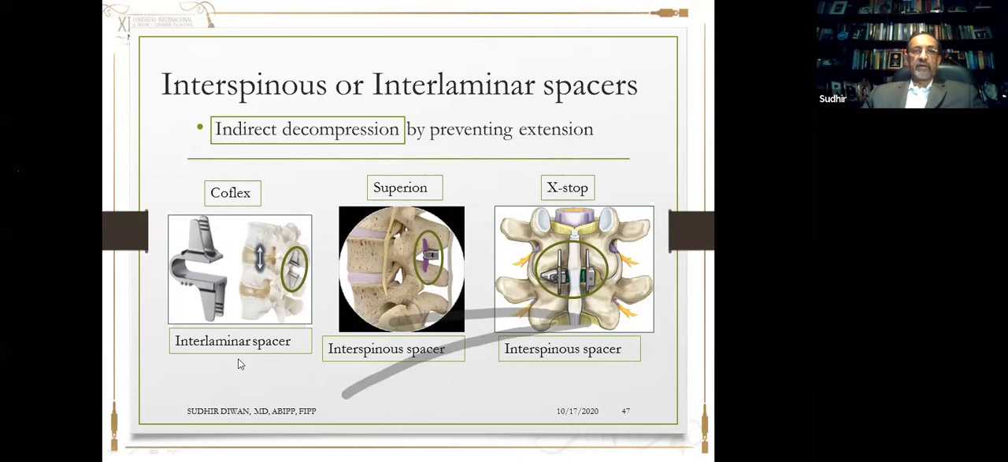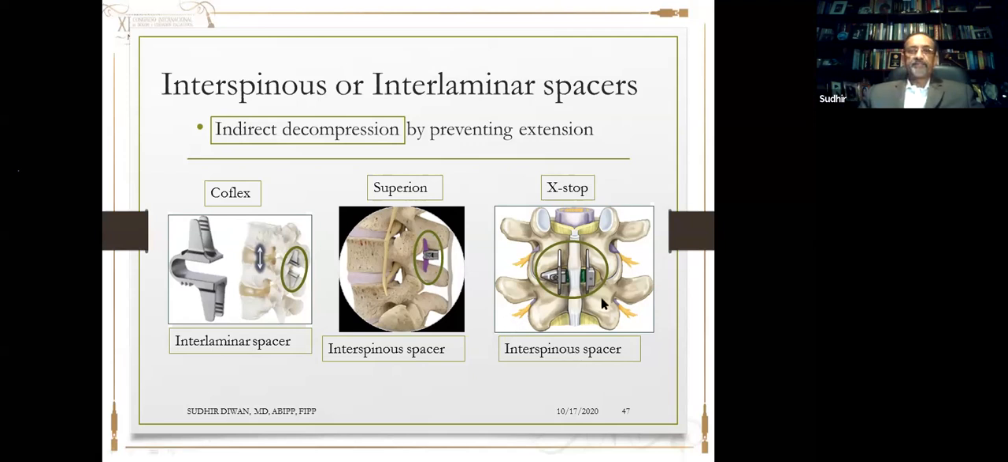There are many products, but right now there are 3 products available. One is called the coflex, which is actually more of an interlaminar spacer. Then we have the Superion, and then there is another spacer called X-top. Now X-top was around many years ago, but it kind of fell out of practice because there was higher posterior migration, and also spinous process fractures. So people stopped doing this. There are some people who still do it, but not as much as they used to.